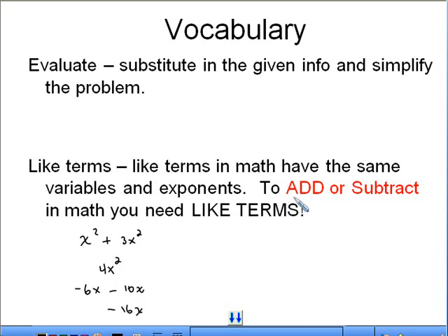Now remember, to add or subtract in math, you always need like terms. Let's say they ask you to add 4x plus 5x squared. You can't do this. These aren't like terms. You can't simplify this any further. Or if they want you to subtract, let's say 4 minus 8x, you can't subtract these because this one doesn't have an x. So remember, to add or subtract in math, you need to have like terms.